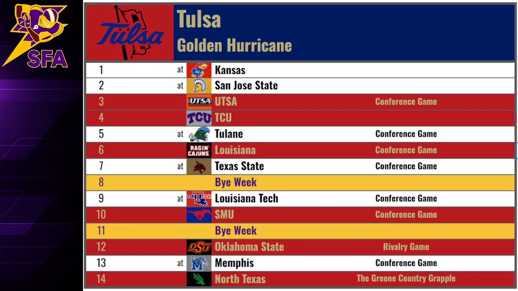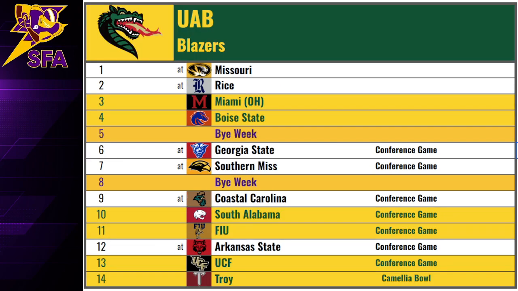And Tulsa, Coach Elharm, going to start out with Kansas, San Jose State. They got TCU on the schedule. And then finally, they have Oklahoma State. Now, TCU, remember, is in for a massive fall-off. It's not the same team that has made 2 playoffs in a row. UAB, the Blazers, got Missouri. They got Rice, Miami, Ohio, and Boise State.